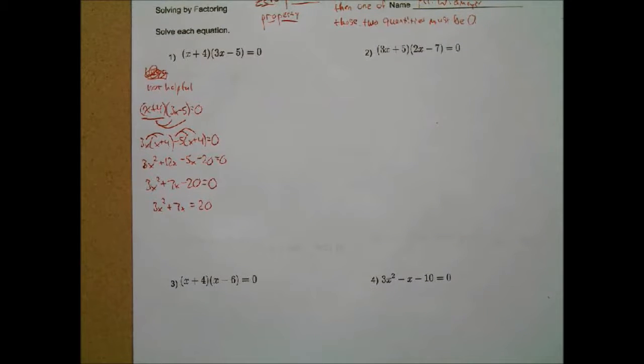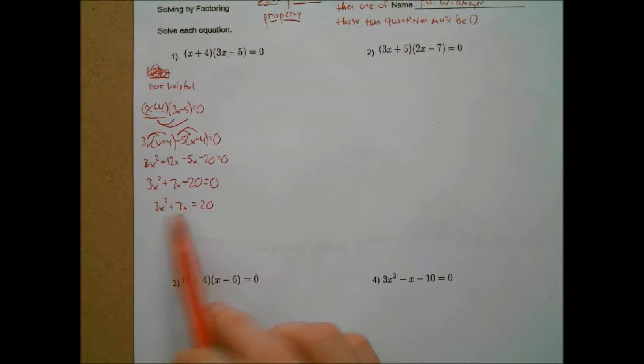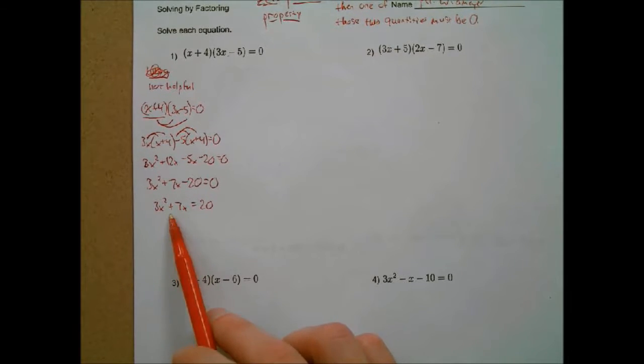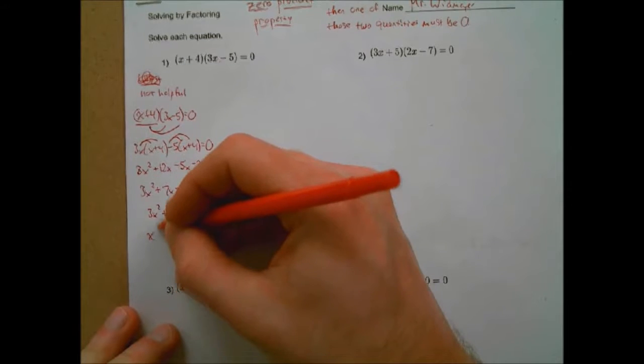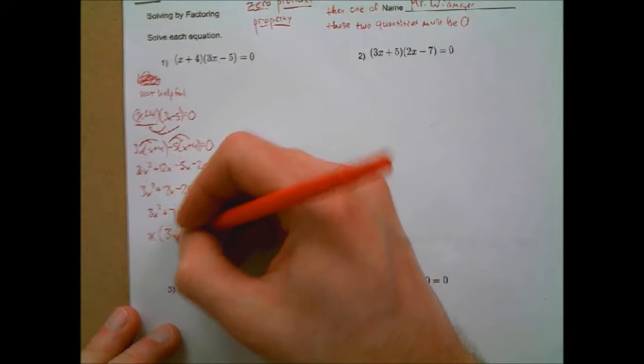Okay? Now, we could do one more thing here. We could factor this, right? What's the GCF we could factor out here? What's a common factor we could factor out here? An x, right? And if I took an x out of this, I would be left with 3x plus 7.